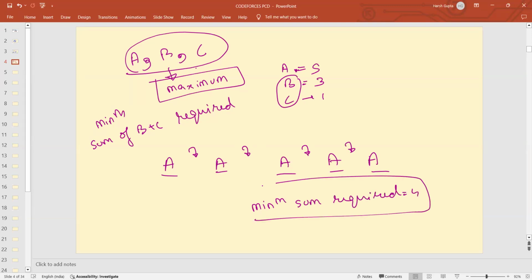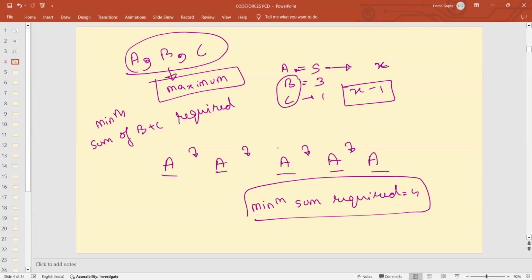Does everyone agree with this, or is anyone having any doubt, assuming that A is the maximum value? In the example I took, the value of A is 5, so the minimum value required is 4. Similarly, if I generalize this, if the maximum value is X, the minimum value of B plus C you require is X minus 1. Does everyone agree? Till now, any doubt?